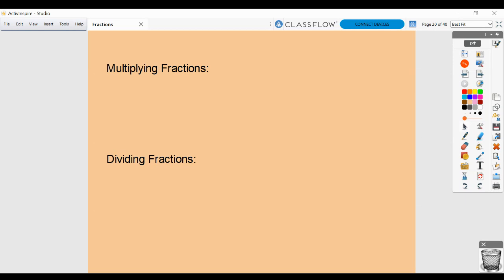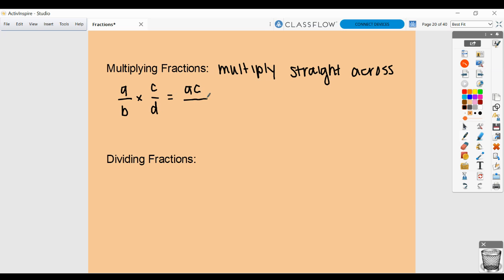This video is on multiplying and dividing fractions. So whenever you multiply fractions, you multiply straight across. So if you had A over B times C over D, you would multiply the A and the C together and the B and the D together.